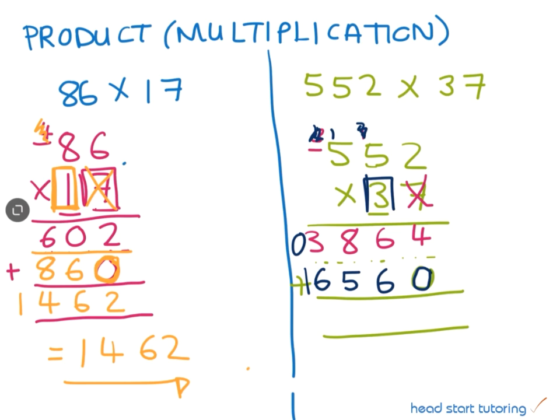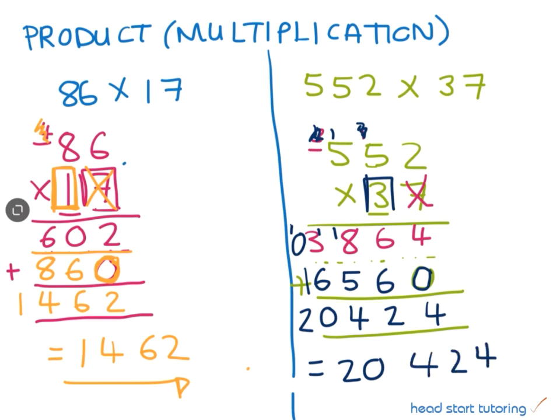So we've got 4 plus 0 is 4. 6 plus 6 is 12. Carry our 1. 8 plus 5 is 13. Plus our 1 is 14. Carry our 1. 3 plus 6 is 9. Plus our 1 is 10. 1 plus 1 plus 0 is 2. So we get an answer of 20,424.